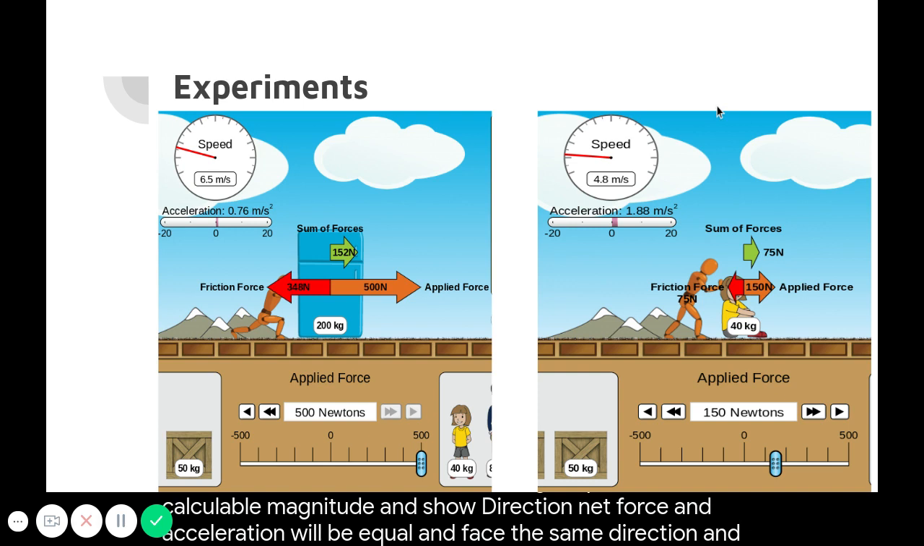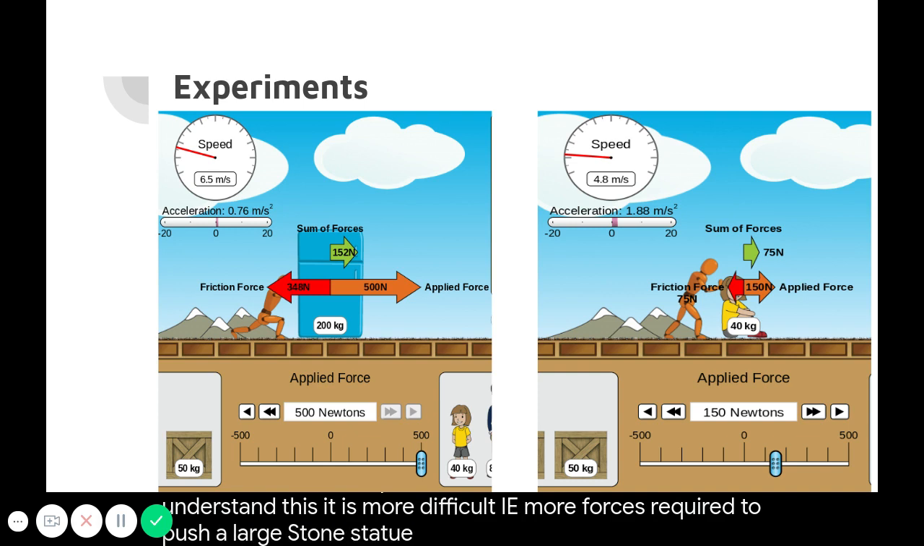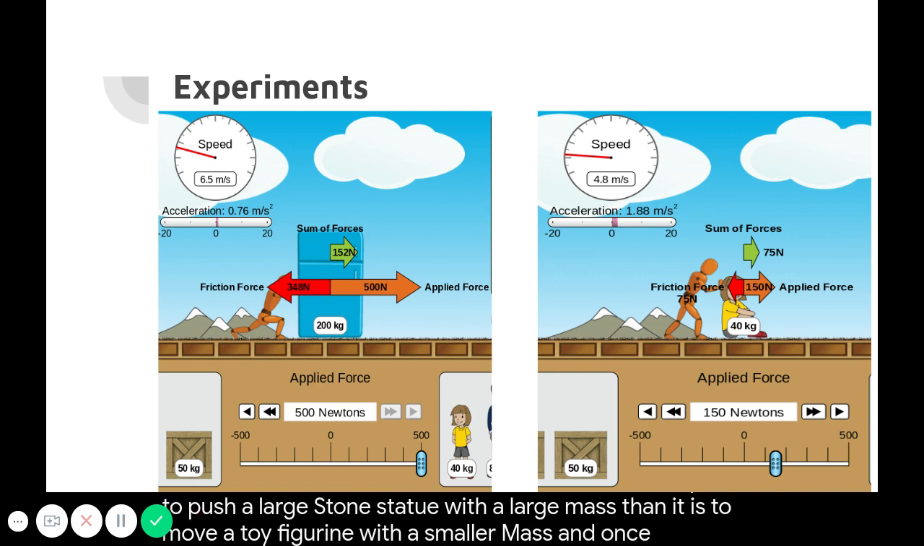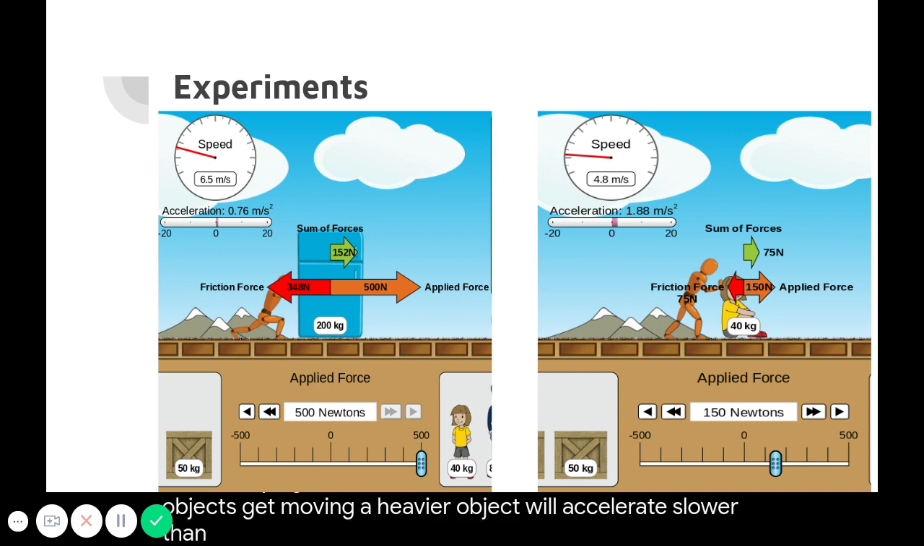Intuitively, we understand this. It is more difficult, i.e., more force is required, to push a large stone statue with a large mass than it is to move a toy figurine with a smaller mass. And once those objects get moving, a heavier object will accelerate slower than an object that is lighter.